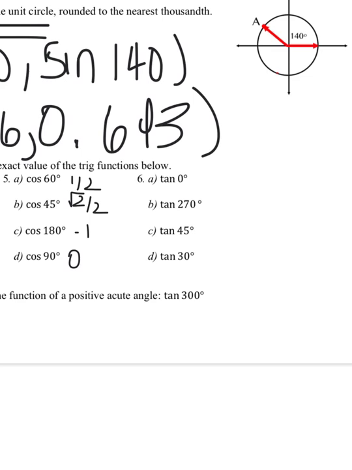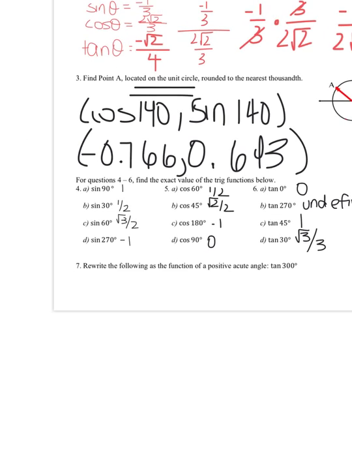And then for tangent, 0 for 0. Tangent of 270 is undefined. Tangent of 45 is 1, and tangent of 30 is the square root of 3 over 3. And then for 7, rewrite the following as the function of a positive acute angle. So this is really saying the tangent of 300 degrees is the same thing as the tangent of what?